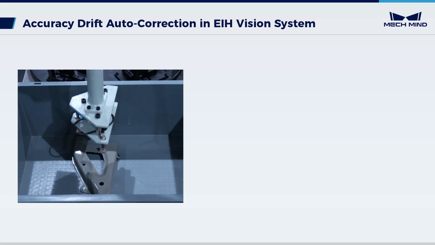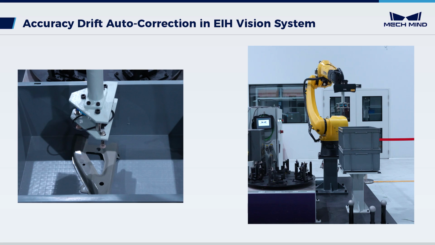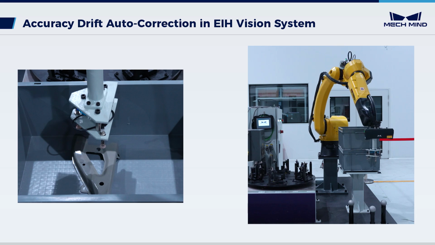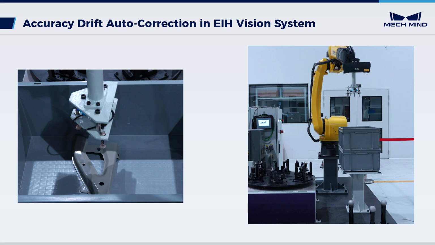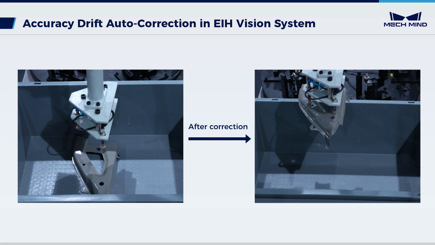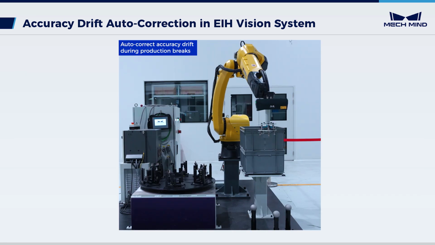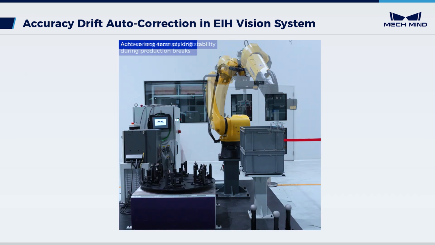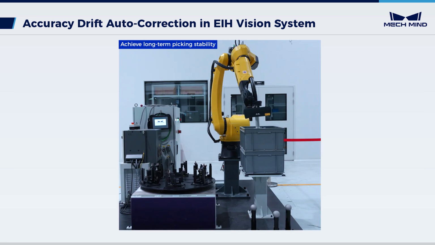To avoid decreased picking accuracy due to temperature changes, you can deploy an accuracy drift auto-correction feature in the Mech-Vision system, so as to ensure that robots can accurately pick target objects. Meanwhile, the correction cycle can be set to ensure long-term stable picking by robots.